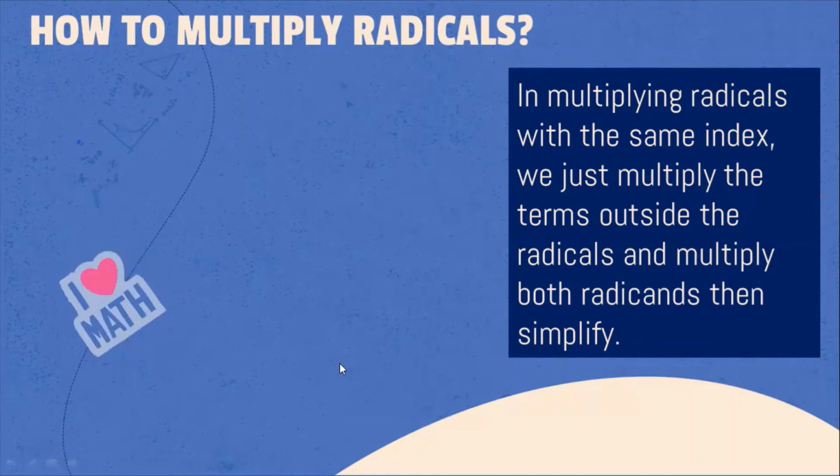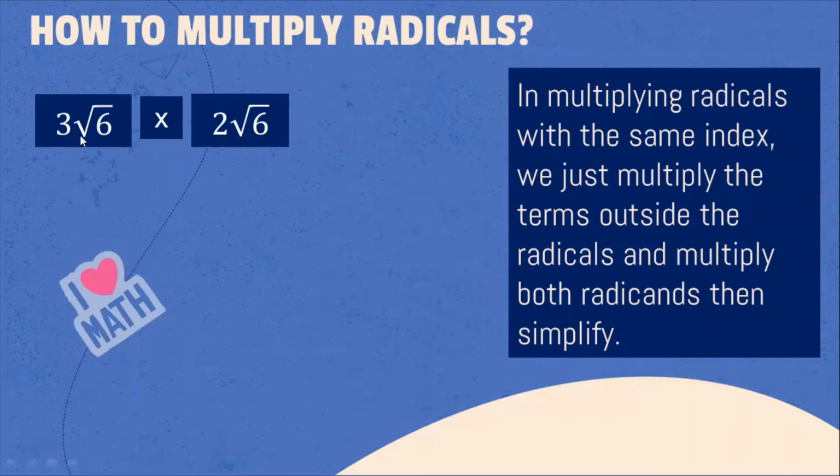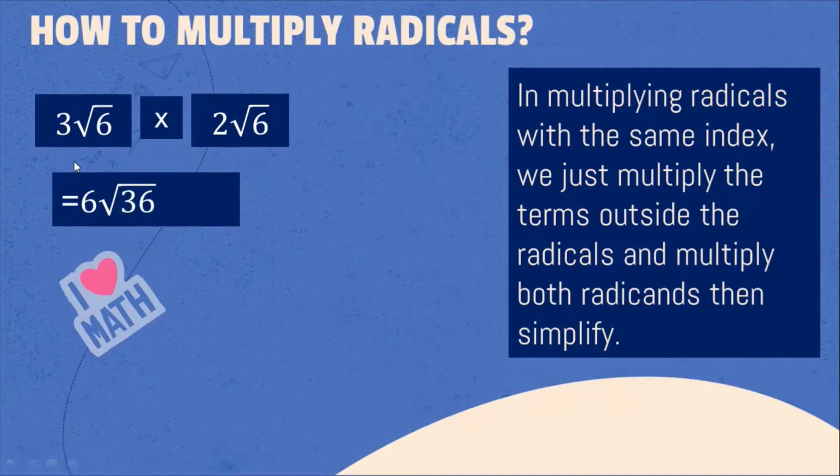Next one, 3 square root of 6 multiplied by 2 square root of 6. 3 multiplied by 2 is 6. 6 times 6 is 36.